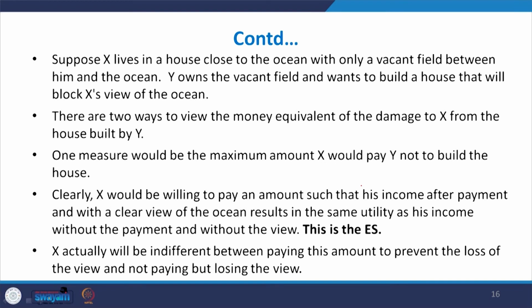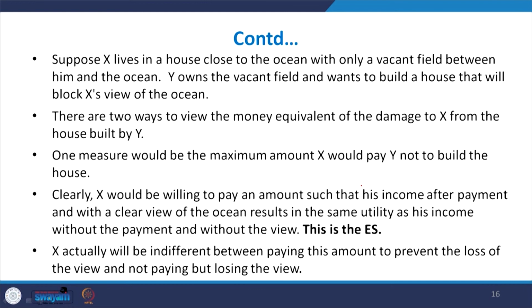And second is, if in a city, law does not permit construction of a house which obstructs the view of others, then Y will be willing to pay some compensation to X. So, how much? This can actually be known. Clearly, X would be willing to pay an amount such that his income after payment and with a clear view of the ocean results in the same utility as his income without payment and without the view. So, this is called equivalent surplus.